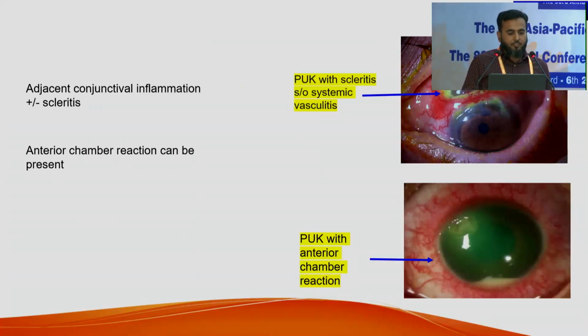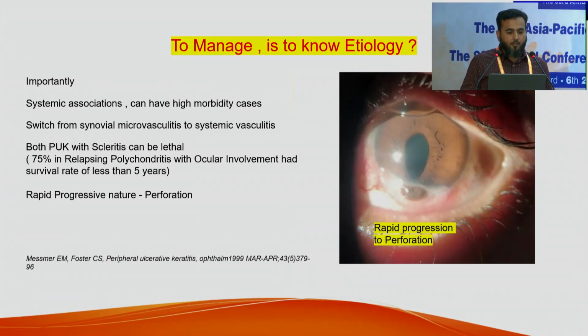Associated features we can see in a PUK include the presence of plus minus scleritis. Whenever systemic involvement is there in PUK, you will get a scleritis because of involvement of systemic vessels. You can also get an anterior chamber reaction that can lead to a hypopyon in case of a peripheral ulcerative lesion. Now, how to manage is to know the etiology.